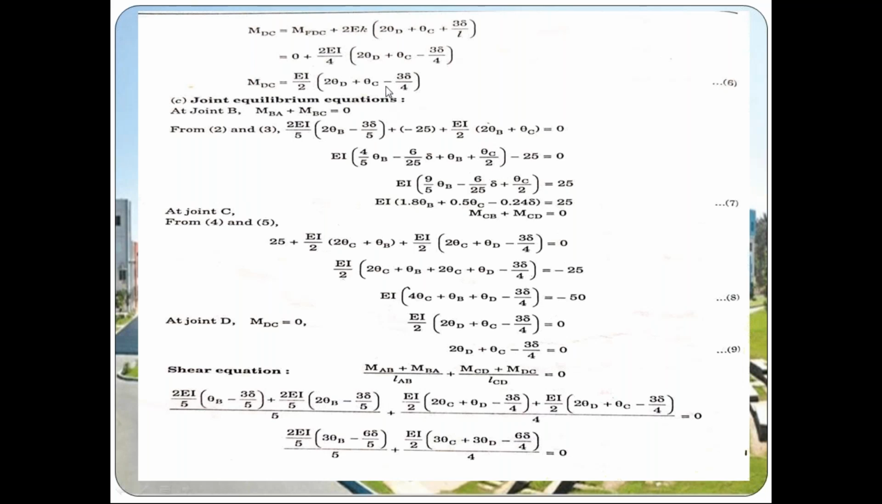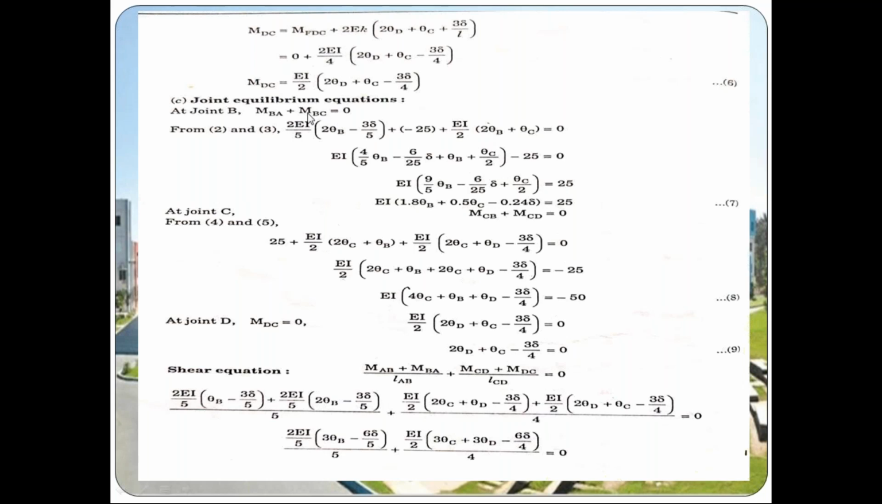Similarly, joint C is also intermediate, so 2 moments will come. That is MCB plus MCD equal to 0. And the third joint equilibrium equation is at joint D. Since joint D is a hinged support, the moment will not come there. So MDC is equal to 0. This is the third joint equilibrium equation. And the second joint equilibrium equation at joint C is MCB plus MCD equal to 0.